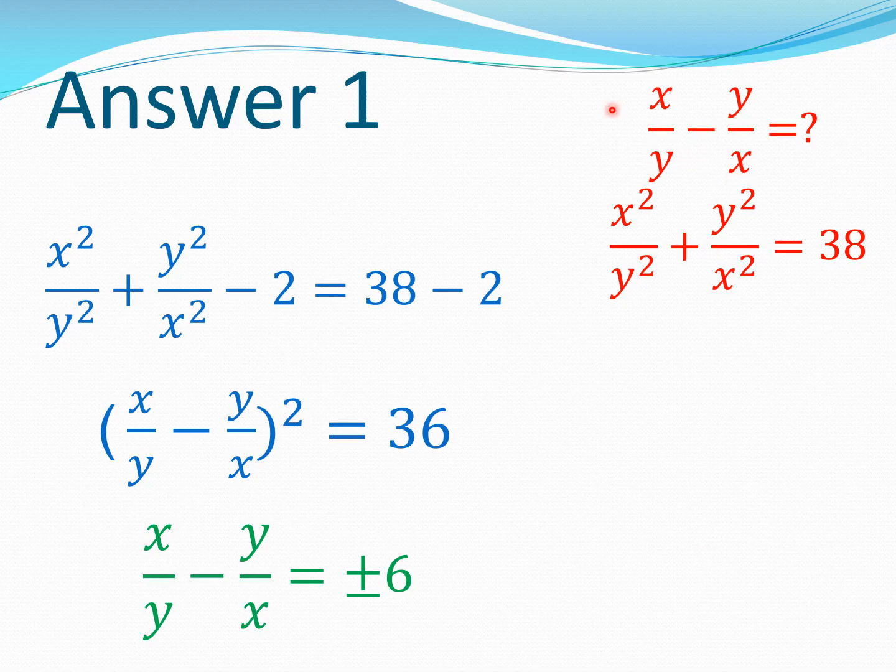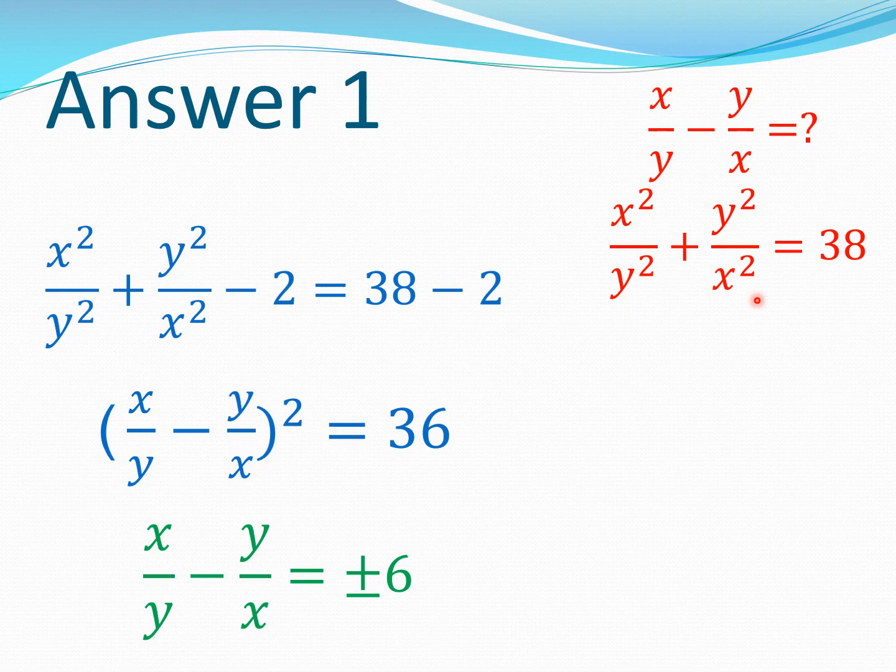So now in this problem you are given this particular fact that x squared by y squared plus y squared by x squared equals 38, and you have to find this. Now the main thing about this thinking process is that you should be able to understand that squaring this is going to help you, because squaring this is going to give you terms involving x squared by y squared and y squared by x squared, and that's going to bring you nearer to the solution.